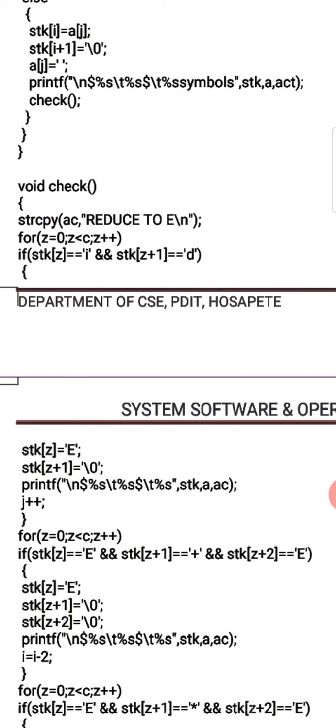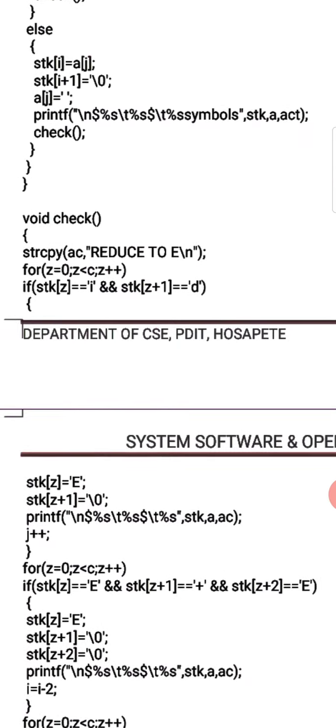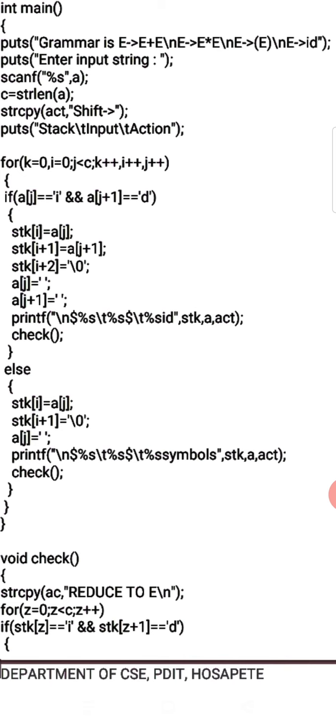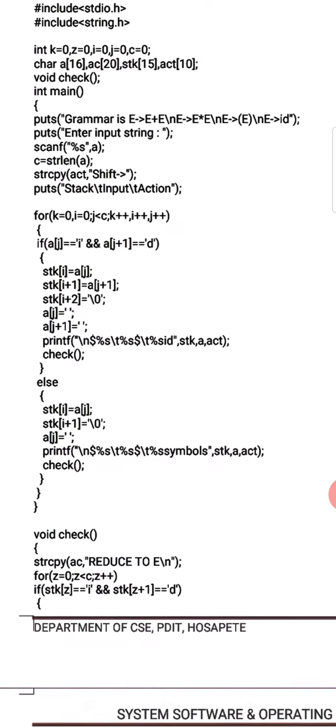Now the stack is containing e plus. At the bottom of the stack we have got e, and on the top of the stack we have got e plus. It does not match with any of these conditions, so it comes out of the check function. Again it takes the next iteration of the for loop and performs shifting of id onto the stack. So the if statement is executed, that is, it shifts an id onto the stack, and this is carried out until the end of the input string.